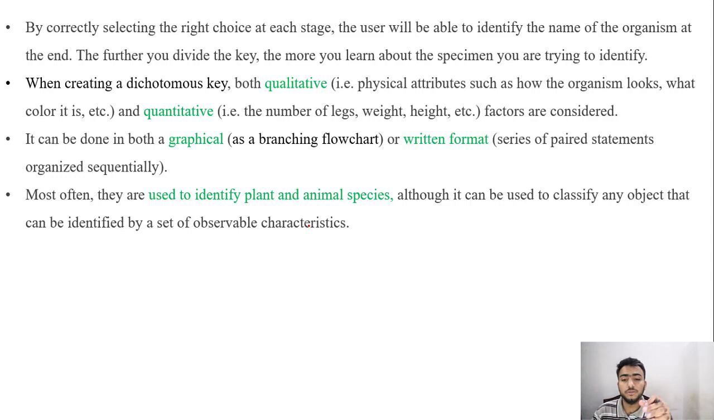So you have to understand that when we create a dichotomous key, both the qualitatives, for example the color of fur, the color of fur is one example of a qualitative.